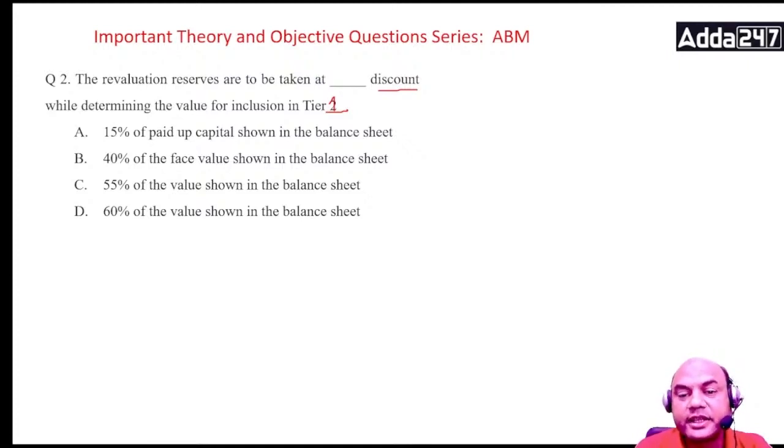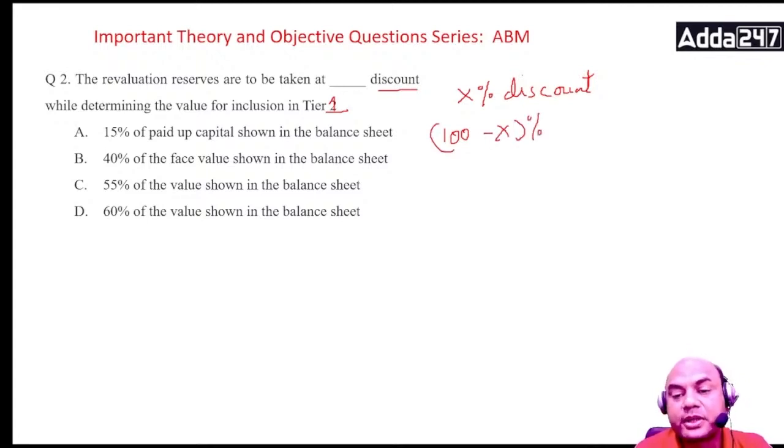Suppose let's say it is X% discount. So what does it mean? X% discount means over here 100. Suppose if I have to give you the money and you say that it's X% discount, so how much money will I give you? 100 minus X, right? This much percent I'll have to give or use. So this much is useful for me.